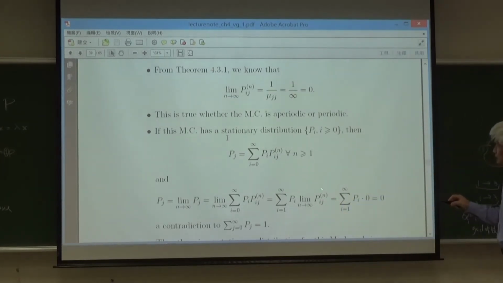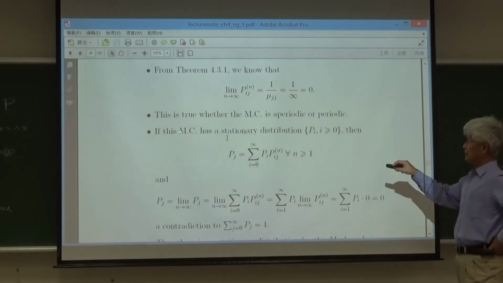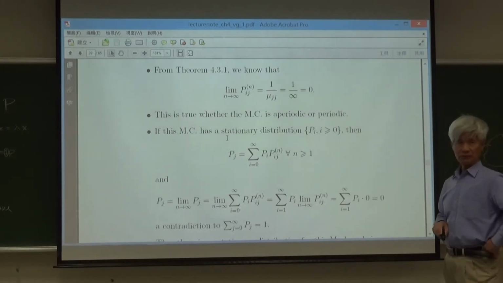And now, we know the limiting behavior of the n-step transition probabilities goes to 0. So 0 times pi are all zeros. Okay, and this is a contradiction, because we assume that we have a stationary distribution. To have a stationary distribution, we have to have this identity here for all n greater than or equal to 1. But by applying the limiting behavior, we end up with a contradiction. So that means that the Markov chain has no stationary distribution.